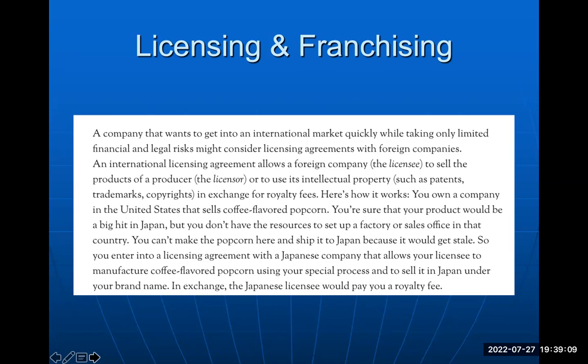Sir, as it relates to licensing still? Licensing, sir, pronouncing it correctly. Licensing. Yes. As it relates to that word.